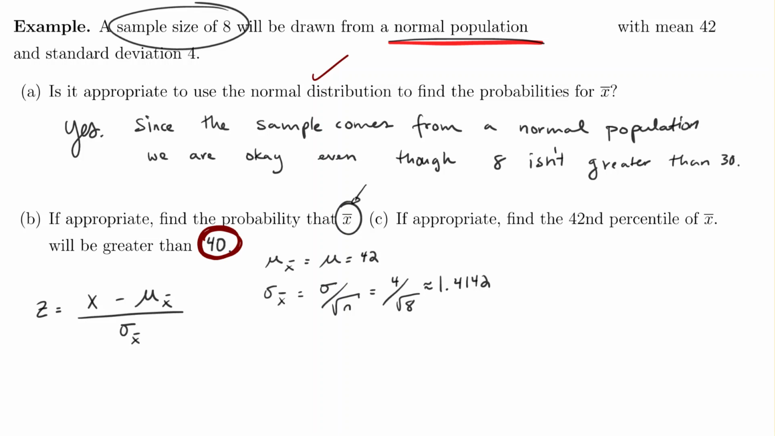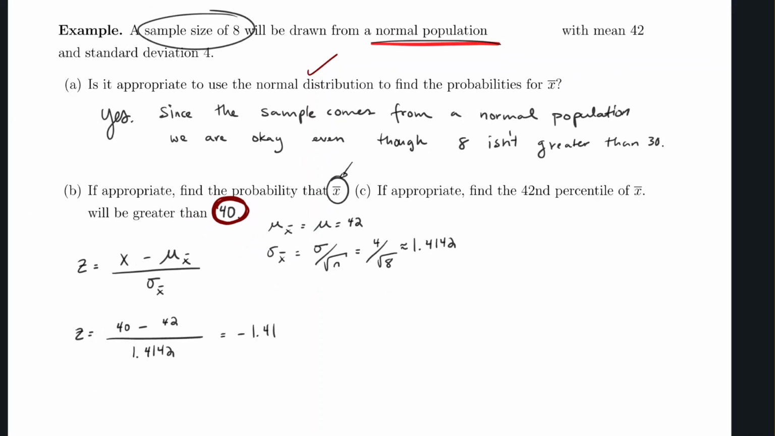Perhaps in a later version of these notes, it will already be corrected to 40, so you might not need to make a change there. Our z-score is 40 minus 42 divided by my rounded version, 1.4142. Typing this into the calculator, we get negative 1.41. Now remember, the z-score is just part of the way done.